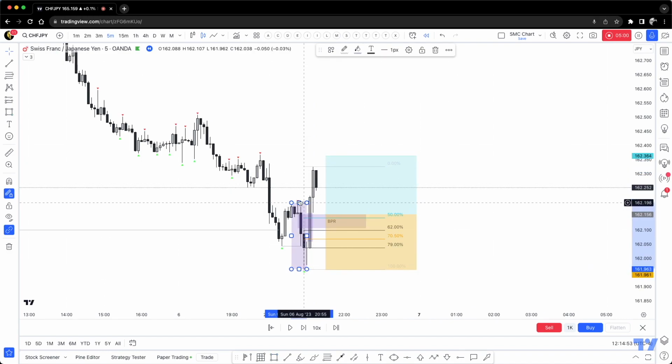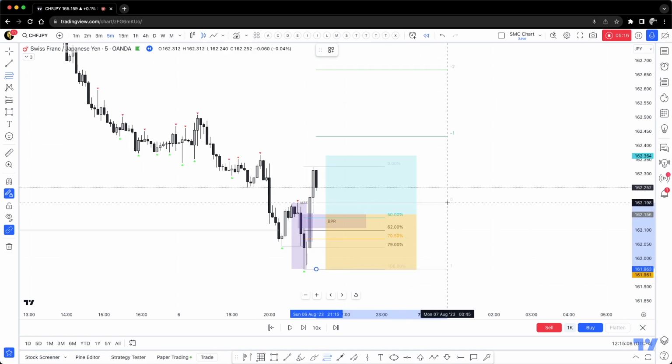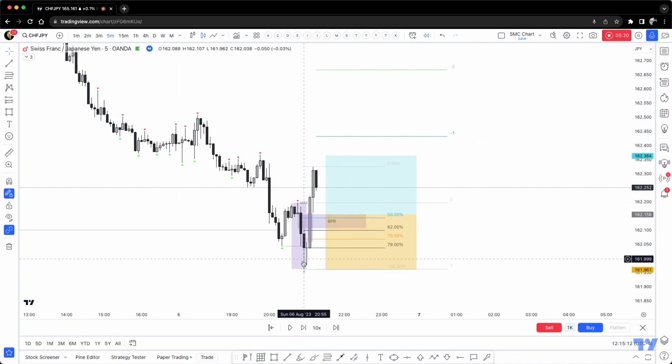So this is the manipulation move. Now that you understand where the manipulation move is, this is where you're going to be using your fib, right? From the low, in this case, if you want to go buying, you go from the lowest point to the high right there, of the manipulation move.